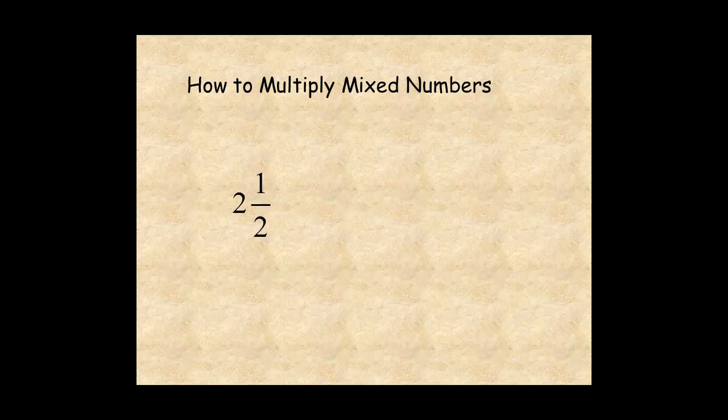You can also use the shortcut. Multiply the whole number times the denominator and then add the numerator. So that's 2 times 2 plus 1, which is 4 plus 1 for 5 over 2.